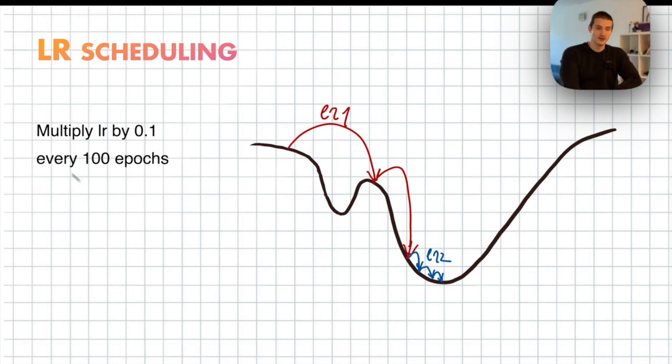And the simplest way to do that, which is actually widely used, is to just multiply the learning rate by 0.1 every 100 epochs. So we train the network for a fixed number of steps, then we reduce the learning rate 10 times, then we train for some steps again, and then we continue the process.